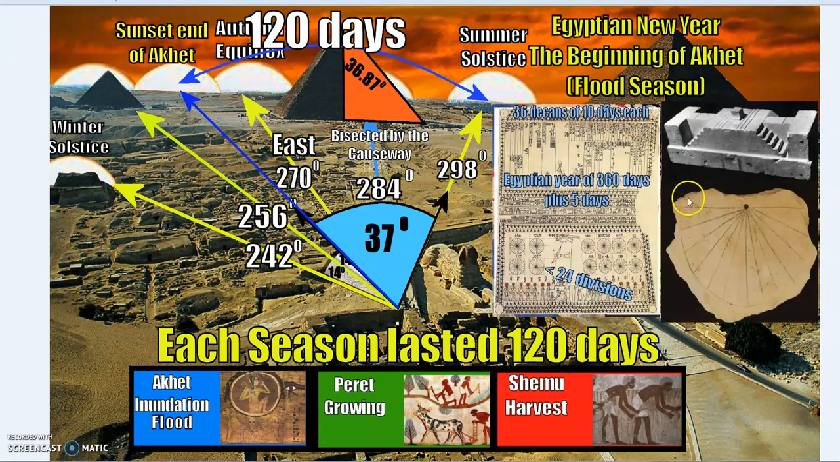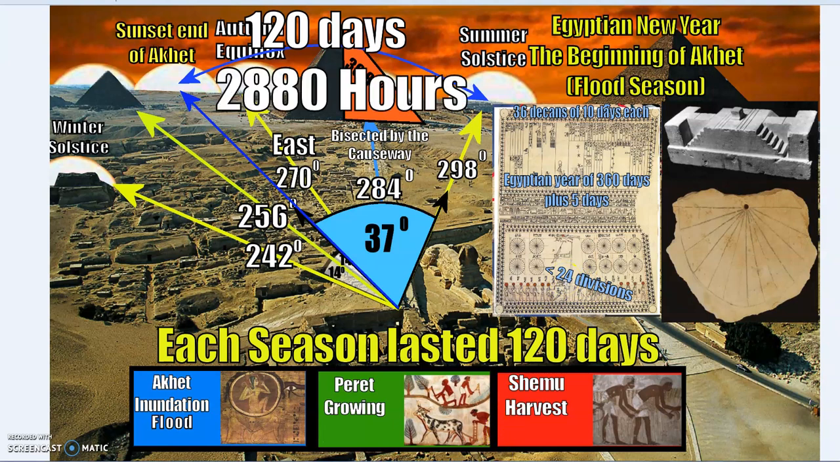And we know that the Egyptians, for instance, we have surviving sundials, but also prior to these, back to the coffin texts, we know that they were dividing their day into 12 hours of day, 12 hours of night, or 24 hours in total. So therefore, they would have known, surely someone would have worked it out along the way, that 120 days equals 2,880 hours. Each season is 2,880 hours.